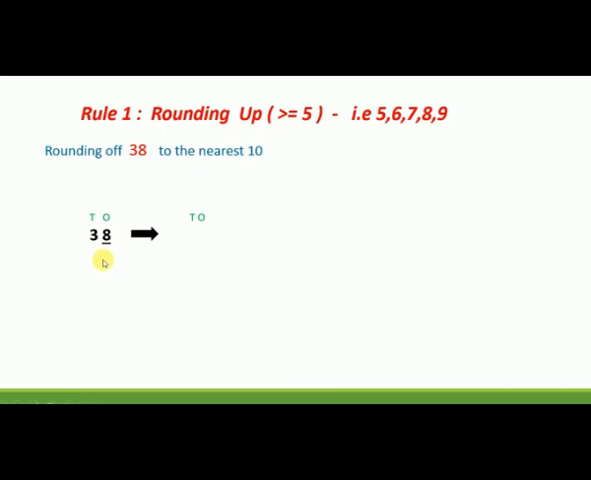So when we are doing the rounding up, the ones place becomes 0. As we have to write the next closest 10, along with the tens place, you have to add 1. We have 3 tens, 3 plus 1 will become 4. So the nearest 10 for the number 38 is 40.